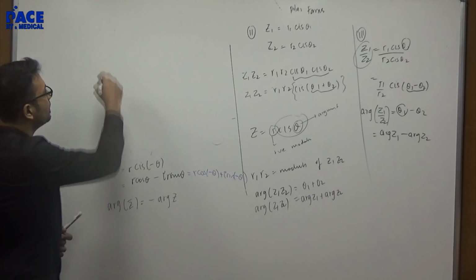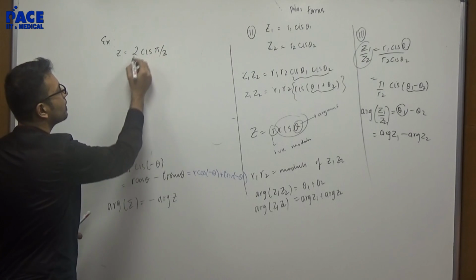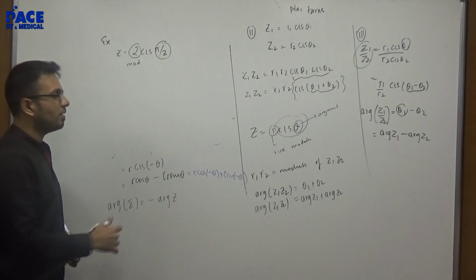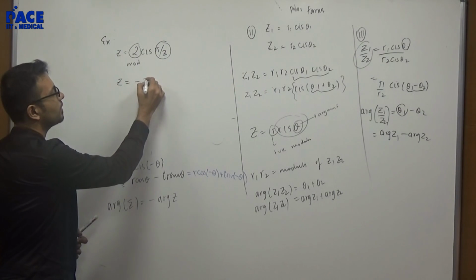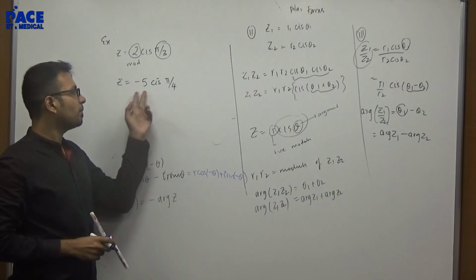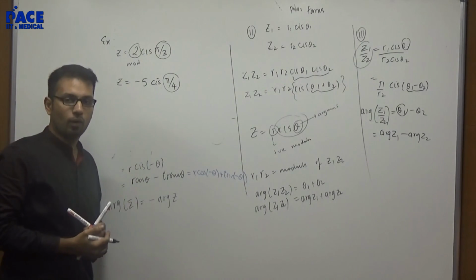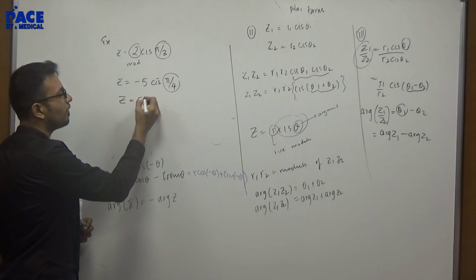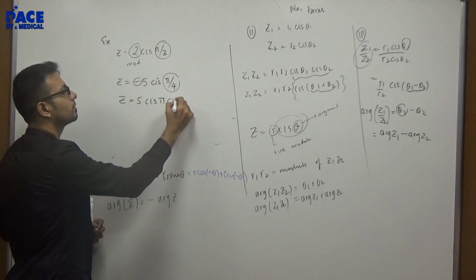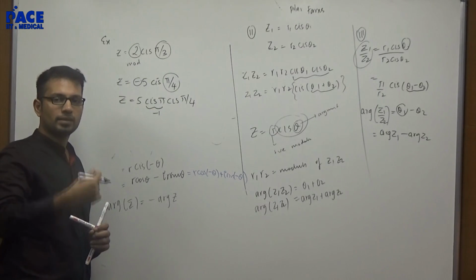Just to give you an example, look, if there is a number 2 into cis pi by 3, then its modulus is 2 and its argument is pi by 3. If there is a negative number outside, what should we do? Say minus 5 times cis pi by 4. Now, if there is a negative number outside the cis, you can't say that its argument is pi by 4. That would be wrong. What you would do is, you would write 5 times minus 1, and write minus 1 as cis pi. This is minus 1, cos pi plus iota sin pi.